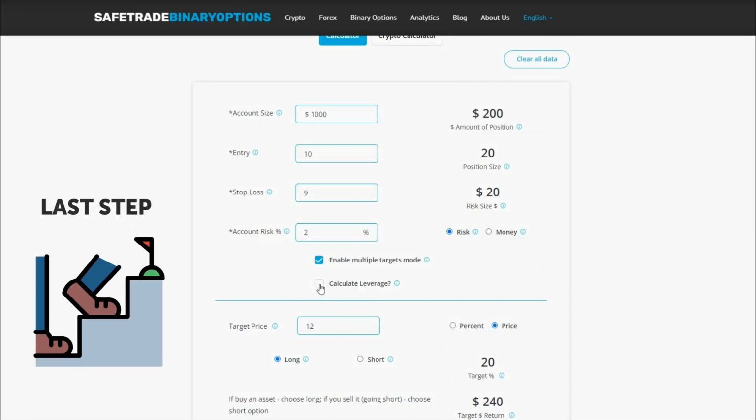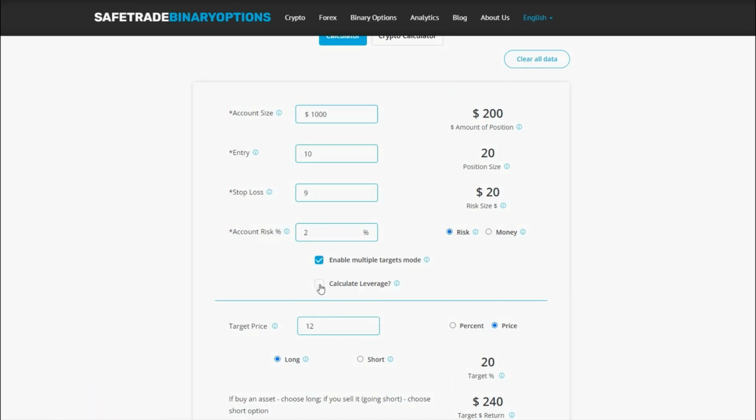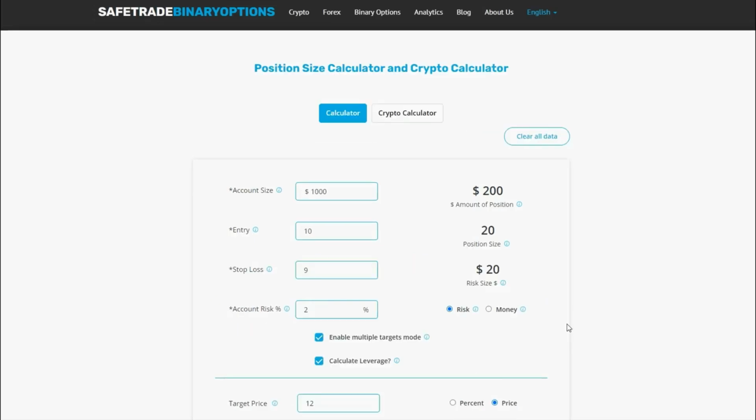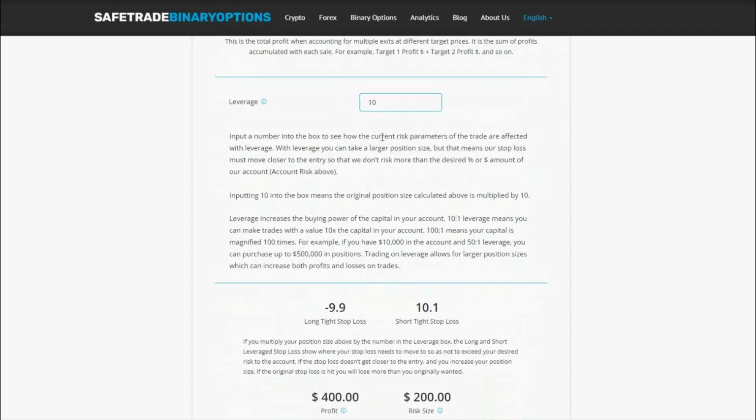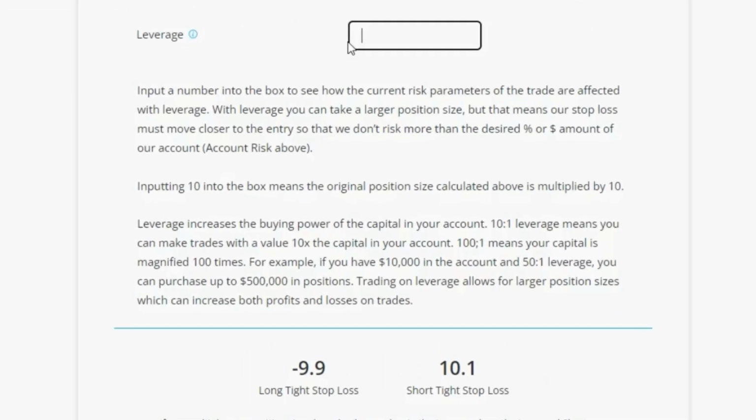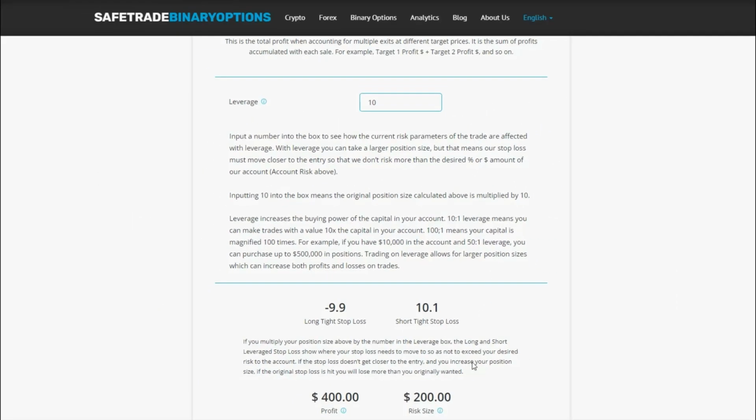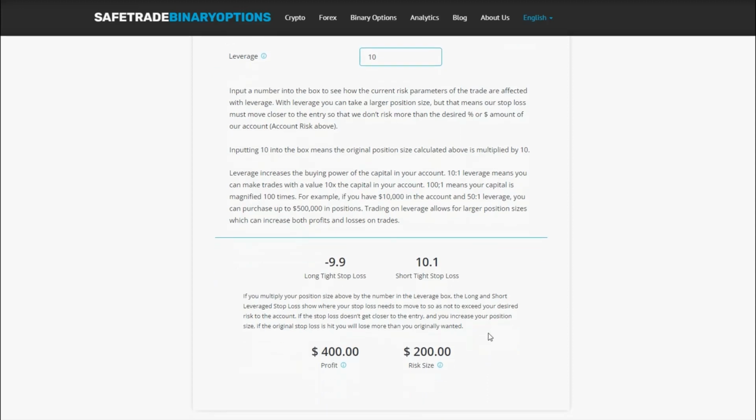The last step is if we wanted to calculate leverage. Once we've clicked leverage, we can move down to the bottom of this and you'll see a leverage box here, and you can put in whatever you want. And what this is going to do is it's going to magnify the position size, the risk, the profit, everything by 10. And we'll talk about why that's good and why that's bad, and then also how to adjust to bring your original risk back.